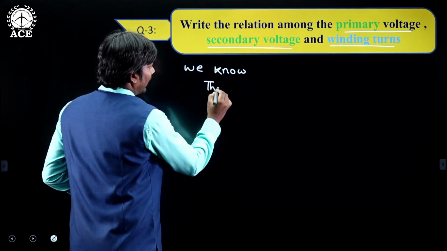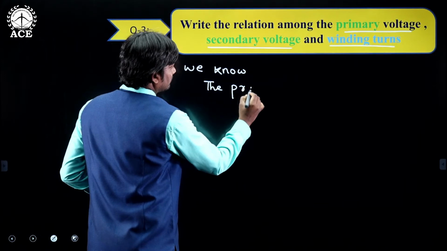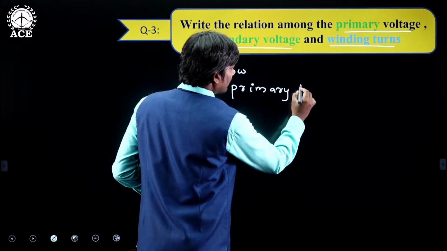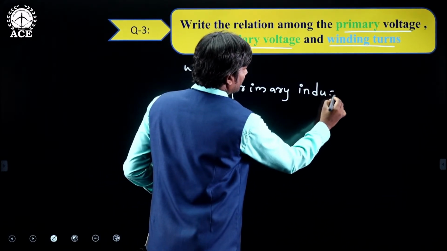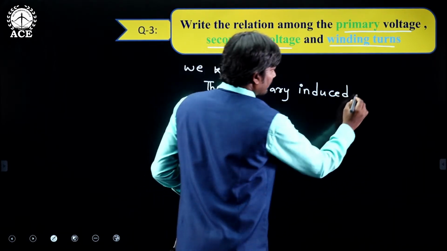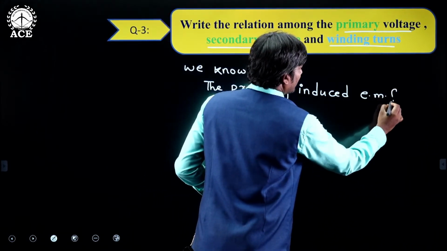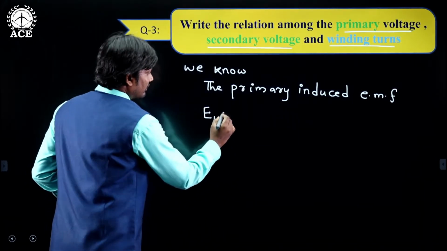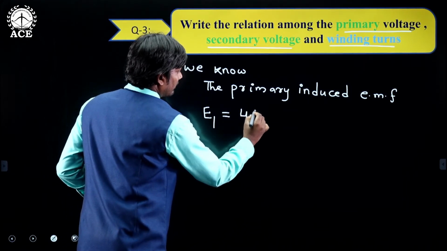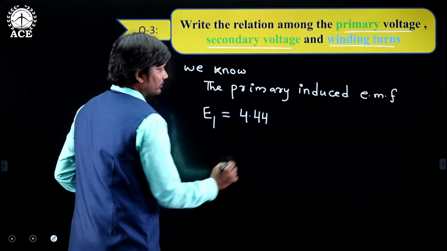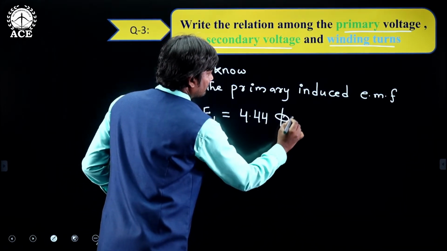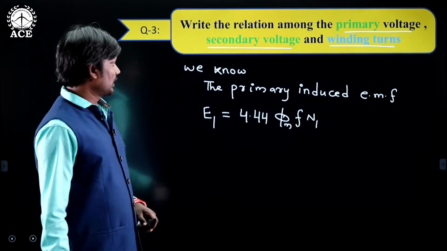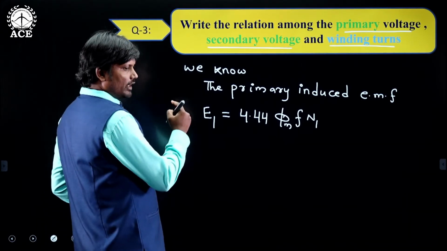We know the primary induced EMF, that is nothing but E1. E1 is equal to 4.44 phi m f N1. This is the induced EMF of the transformer, the primary induced EMF of the transformer.